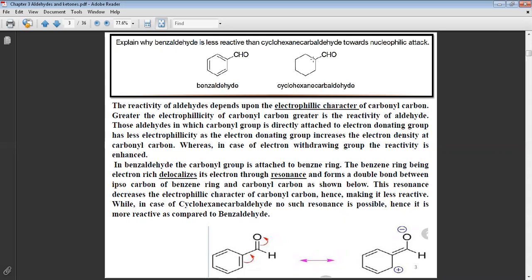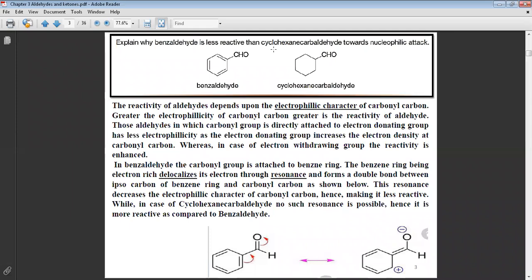Now look at this and this, and he said one is more positive than the other. Of course, this has a partially positive charge, and also this has a partially positive charge. But whichever is more strongly partially positive will be more reactive. Why more reactive? It will be easier to attack by the nucleophile. All the time the nucleophile loves to attack something strong, not something weak.